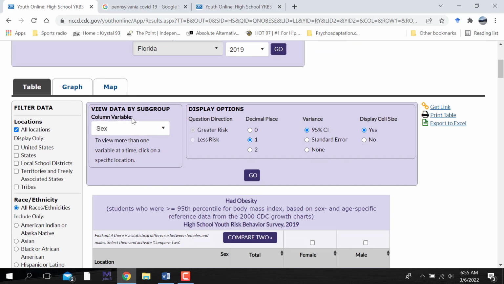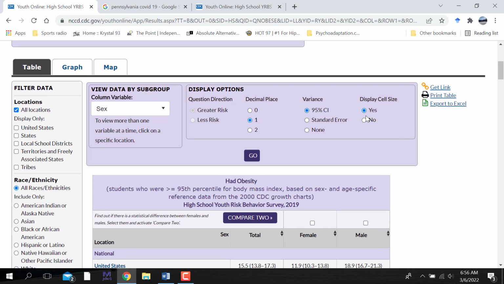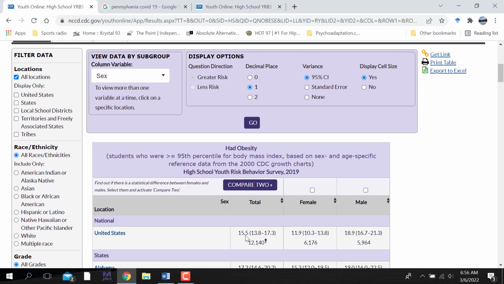So it says view data by subgroup will be sex. You can change a subgroup if you want to be anything. I just chose sex. Greater risk, okay. 95% confidence interval. This is all set up, so you don't have to really have to do this. Display cell size. You don't have to display cell size. Like here, you'll have cell sizes 12,140. I could suppress that if I want. So doesn't seem to be that important.